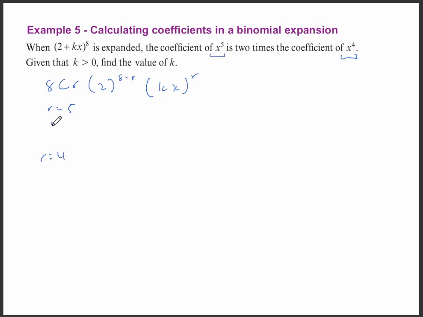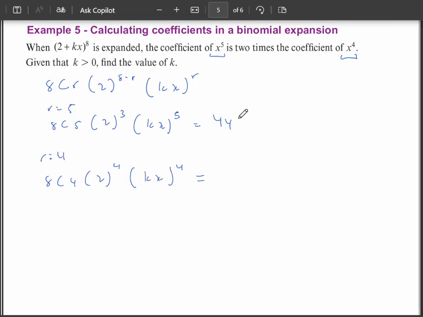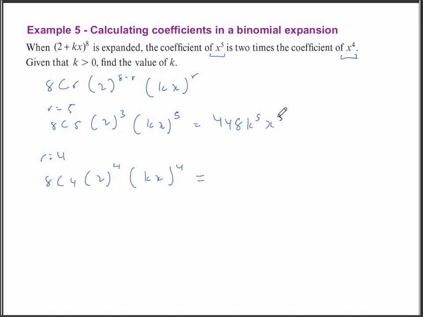So when r equals 5, it's going to be 8c5, 2 power 8 minus 5, which is 2 power 3, and then we have kx power 5. And for the second one, we have 8c4, 2 power 8 minus 4, which is 4, and kx power 4. For the first one, we get 448 k power 5 x power 5. For the second one, we get 1120 k power 4 x power 4.